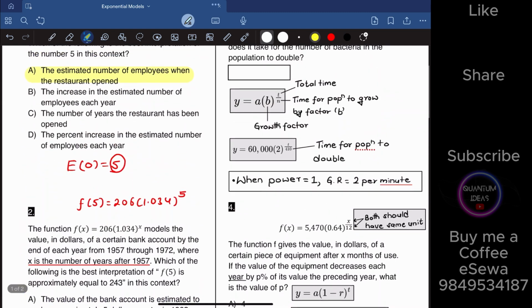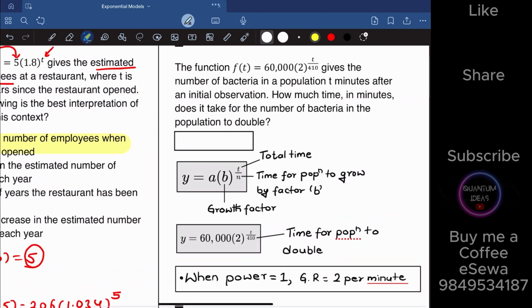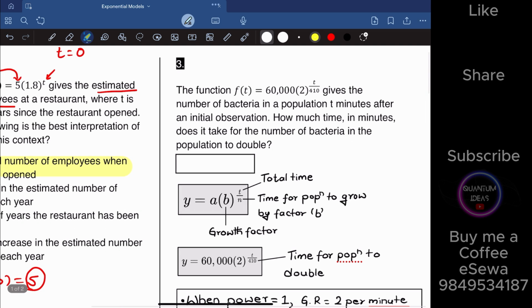Okay, let's move to the next one. Let's see number 3. The function f of t equals 60,000 times 2 to the power t over 410 gives the number of bacteria in a population t minutes after an initial observation. How much time in minutes does it take for the number of bacteria in the population to double?